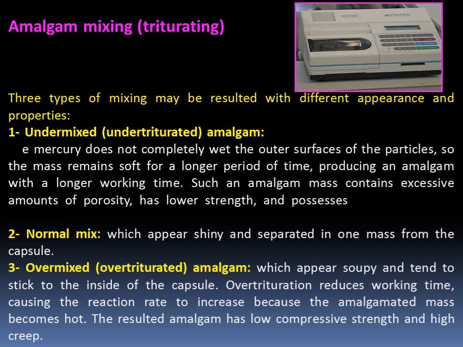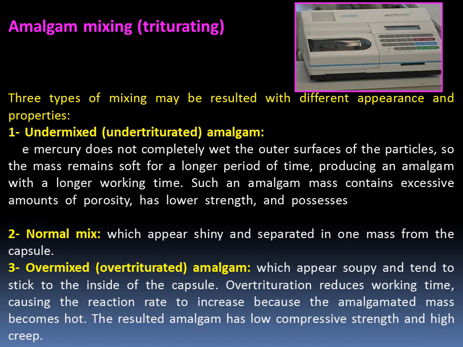Now, what is amalgam mixing? Mixing of amalgam nowadays is done by the use of the amalgamator. The amalgamator device is shown here in this picture. We have 3 types of mixing of amalgam. Number 1, undermixed amalgam. The mercury doesn't completely wet the outer surface of the particles, so the mass remains soft for a longer period of time, producing an amalgam with a longer working time. Such an amalgam mass contains an excessive amount of porosity, has lower strength, and possesses low mechanical properties.